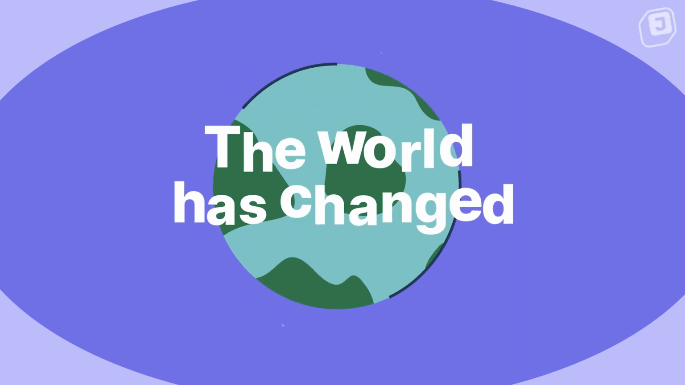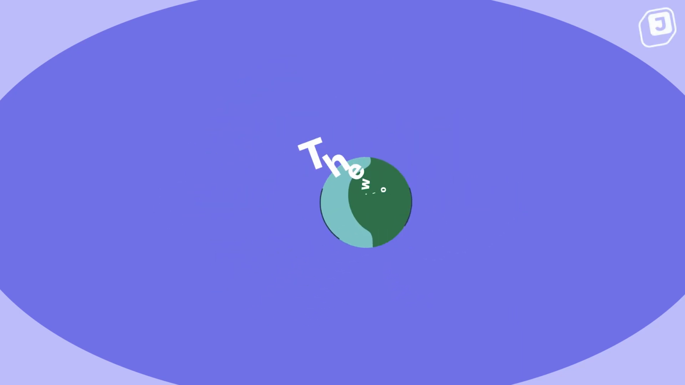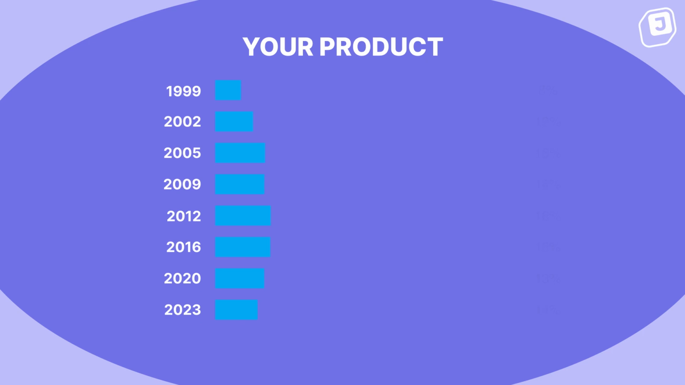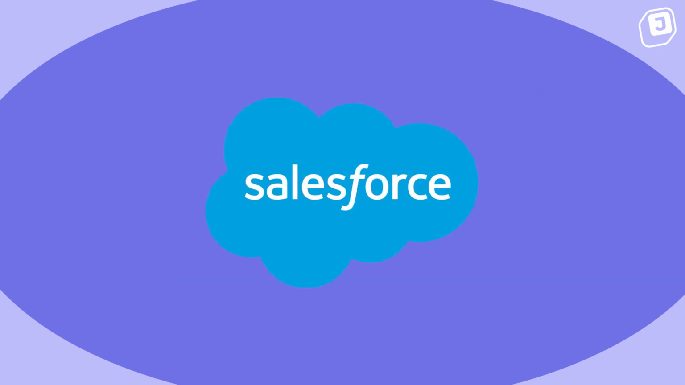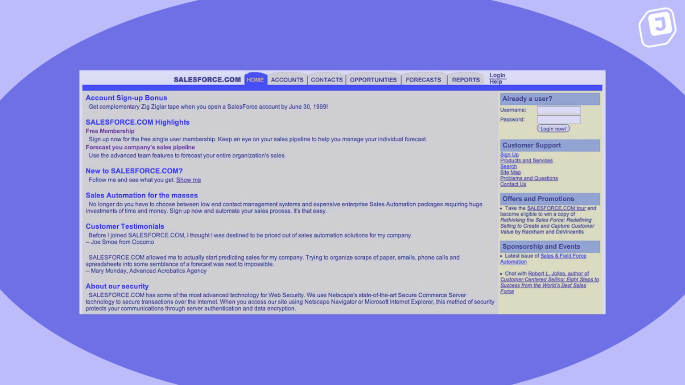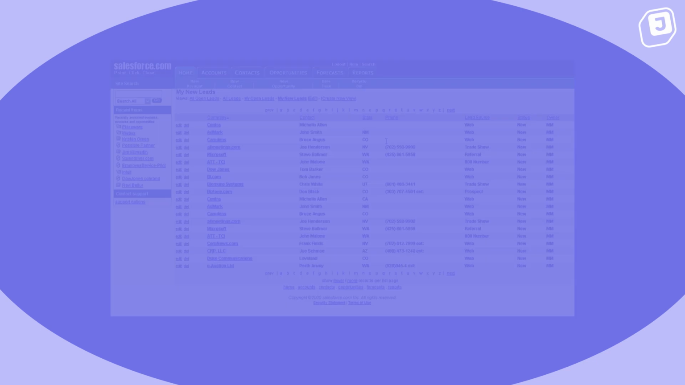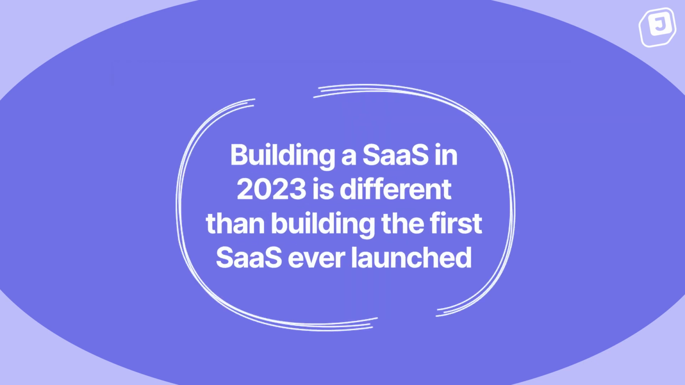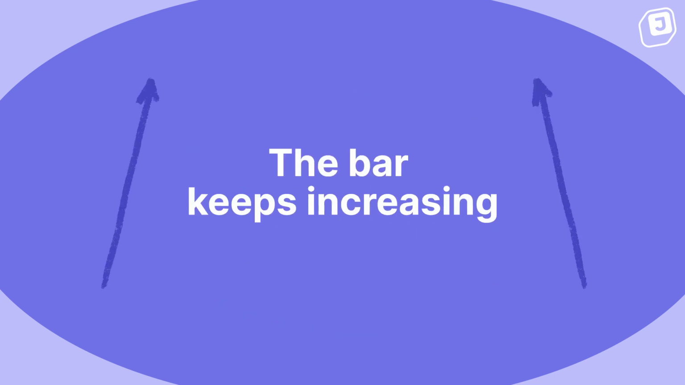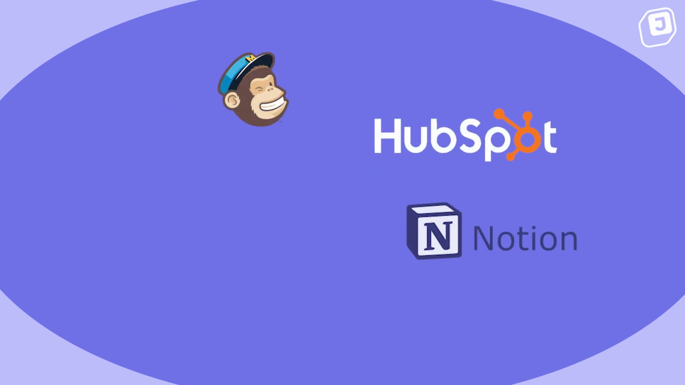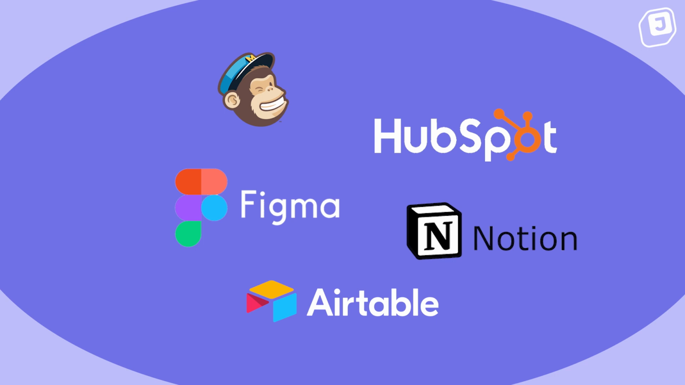The world has changed. The bar that your SaaS products had to have has changed. So if you look at Salesforce and the way they started, if you look at the initial screenshots, you can really tell that the product was fairly complex, right? But building a SaaS in 2023 is very different than building a SaaS when you were the first SaaS ever launched. Expectations have changed, the bar keeps increasing, and you're being compared with an increasing number of great products.